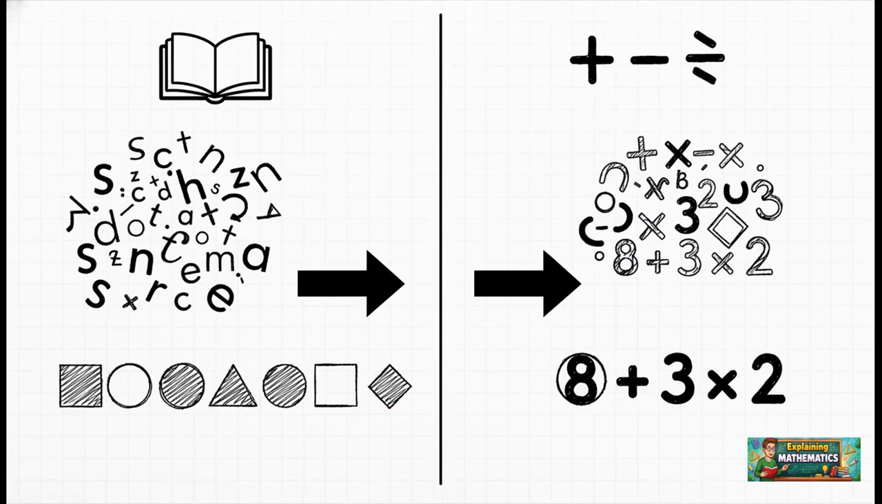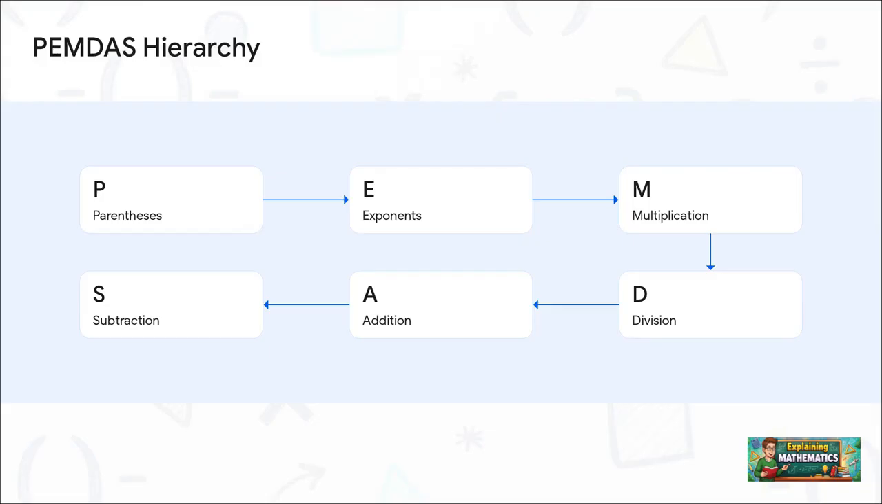Honestly, the best way to think about it is like grammar for math, especially for algebra. Just like grammar tells us how to put words together to make a clear sentence, the order of operations tells us how to put numbers and symbols together so an expression has one and only one meaning. And the acronym you probably learned in school to remember this grammar is PEMDAS. It lays out that whole hierarchy for us perfectly. First, you handle anything in parentheses. Then you deal with exponents. After that, multiplication and division. And you finish up with addition and subtraction.